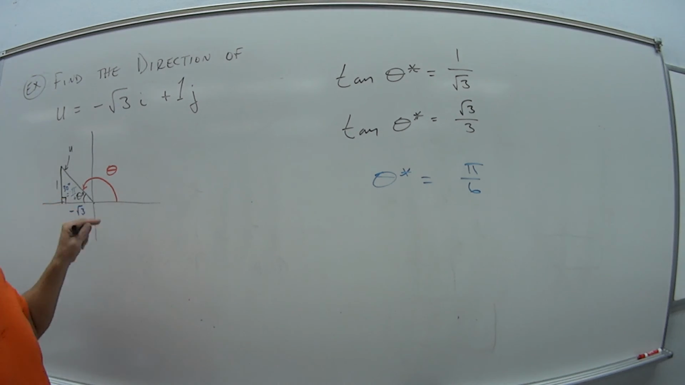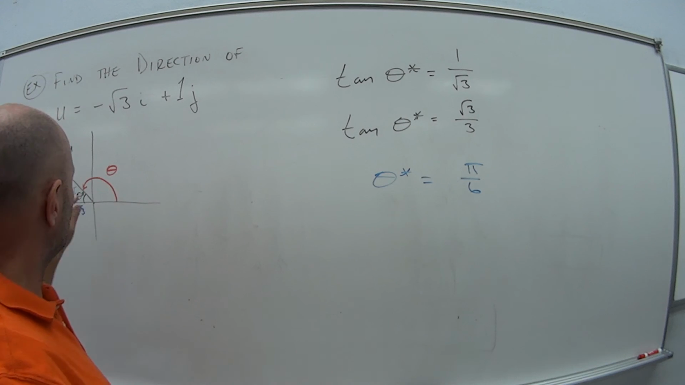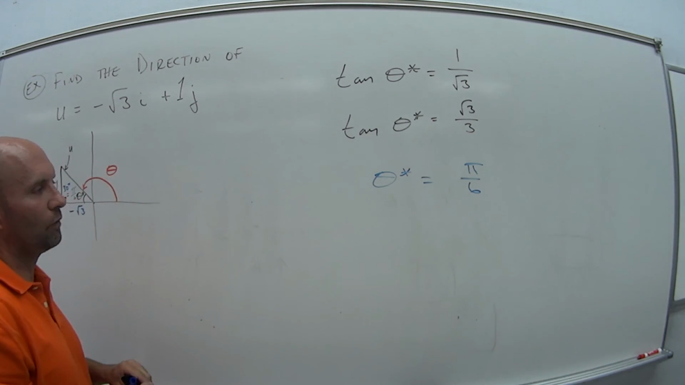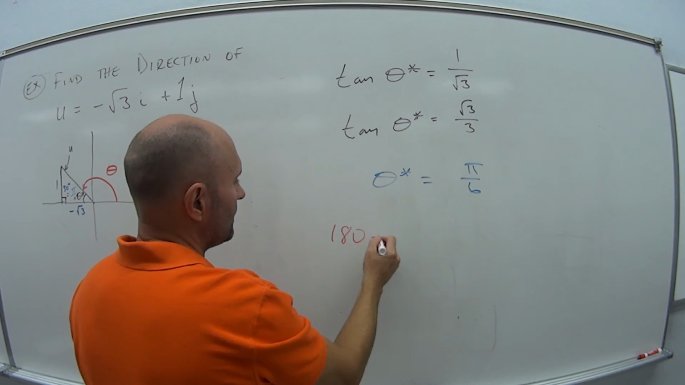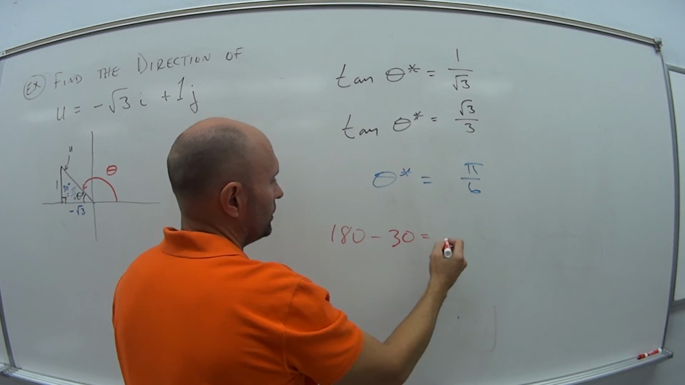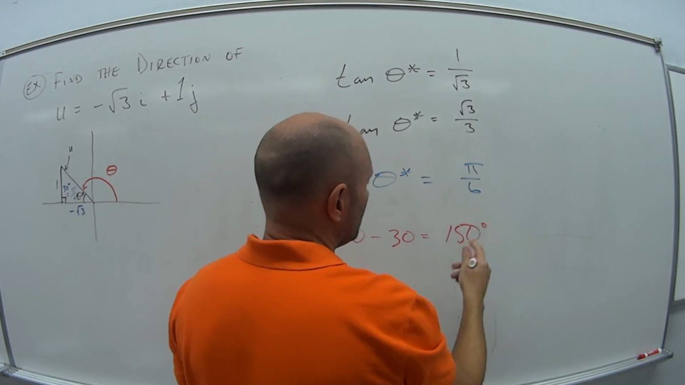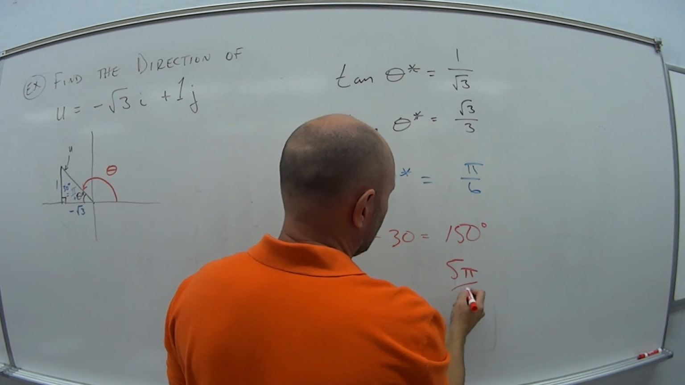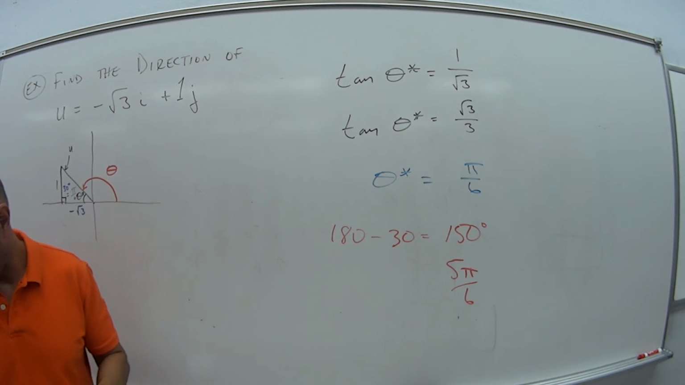So if the value inside that triangle is 30 degrees, then the red, the piece coming all the way around, would be what? It would be 180 minus 30, which is 150 degrees. Or if you want to have it as radians, it would be 5 pi over 6.